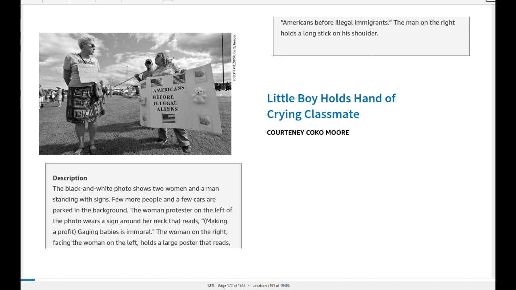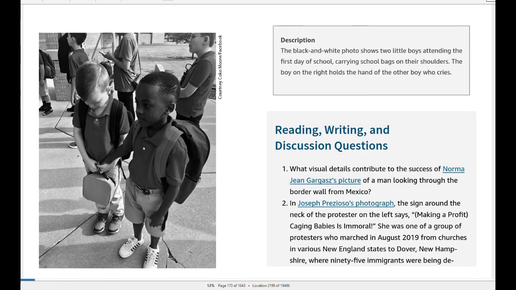Little boy holds hands of crying classmate, Courtney Coco Moore. The black and white photo shows 2 little boys standing at the first day of school carrying school bags on their shoulders. The boy on the right holds the hand of the other boy who cries.